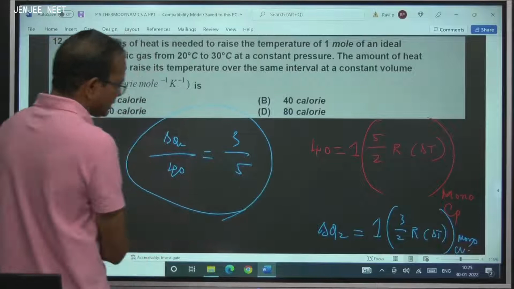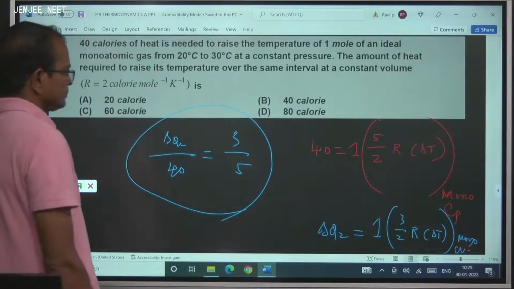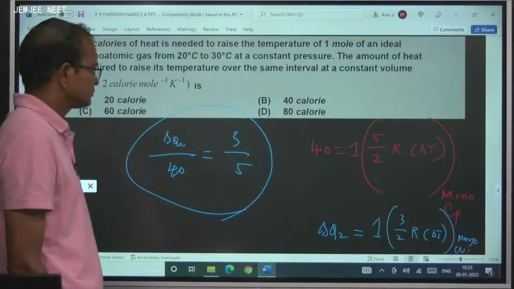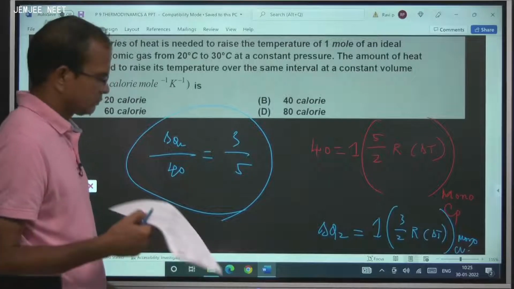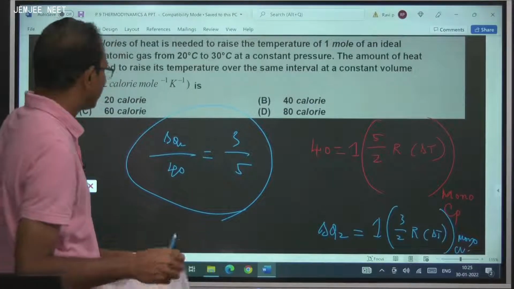That's all. You got the answer. Come on. Yes, that's the right answer. 20 calories is the right answer.